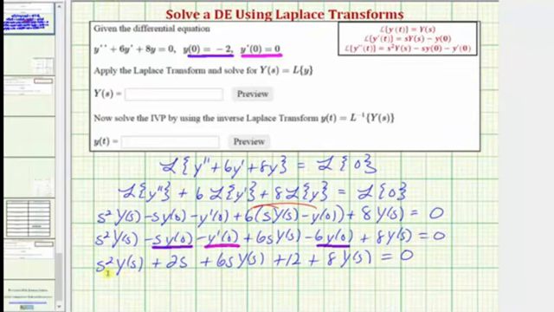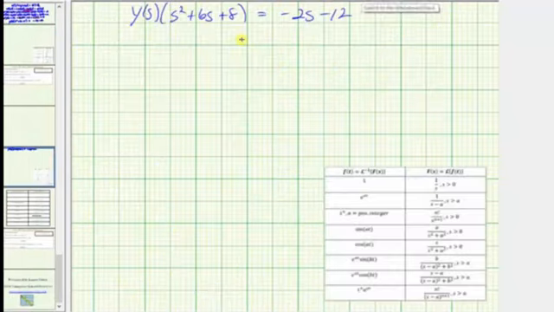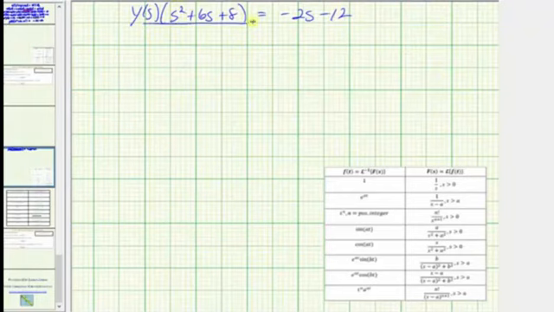For our next step, notice how these three terms contain a factor of big Y of s. So we'll factor out big Y of s from these three terms, then we'll also subtract 2s on both sides, and subtract 12 on both sides to move these two terms to the right side. So we'd have big Y of s times the quantity s squared plus 6s plus 8 equals negative 2s minus 12. Let's continue on the next slide. So for our last step to find big Y of s, which is the Laplace transform of y, we'll divide both sides of the equation by the quantity s squared plus 6s plus 8.